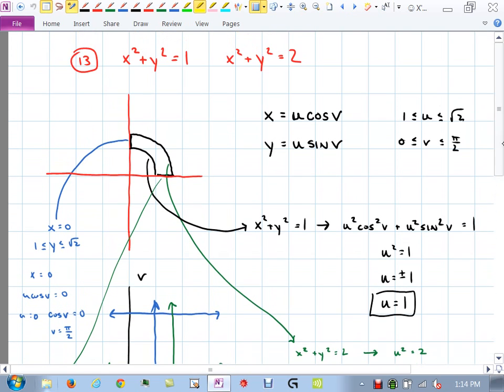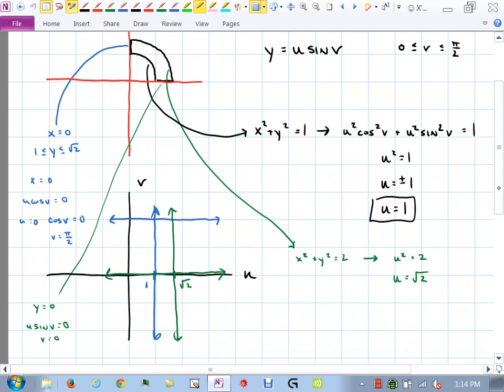What about the other circle? x squared plus y squared equals 2. If I rewrite that equation, that basically turns into u squared equals 2, and that means that u equals plus or minus root 2, right? Yes? But u is only going to be positive. Again, why is it only positive? Well, we'll talk about that. But here it is. Here's what u being held constant turns out to be. Y'all with me on that or not?